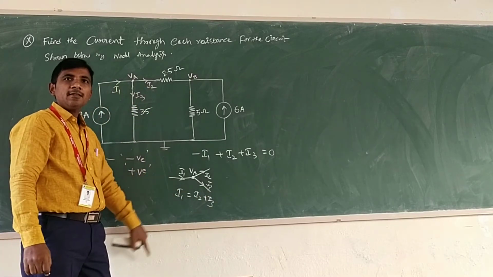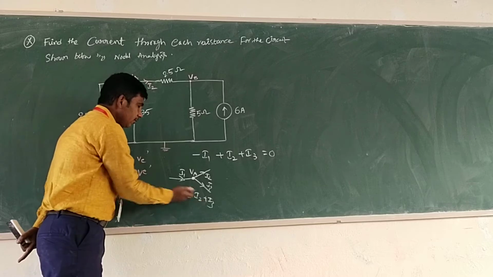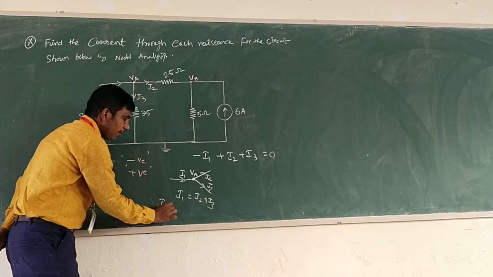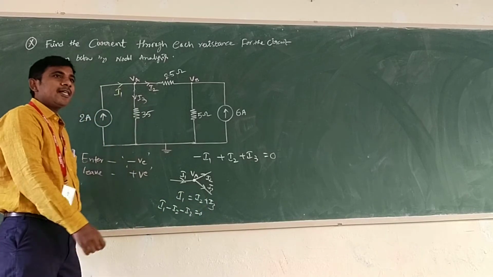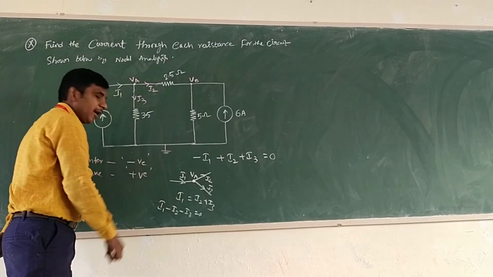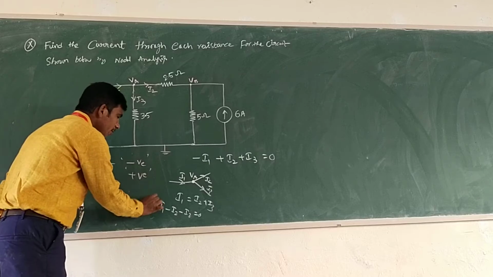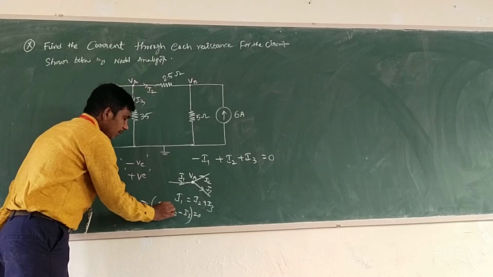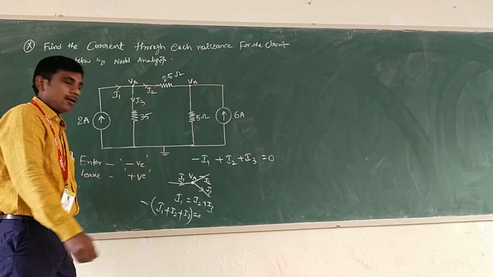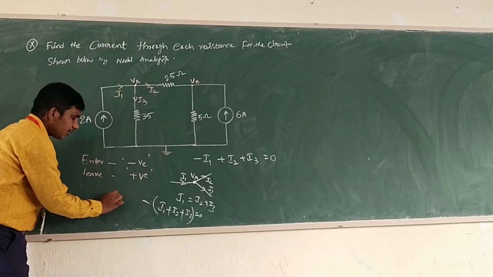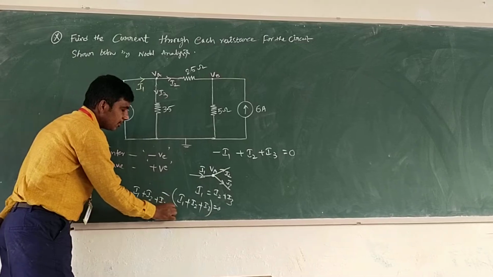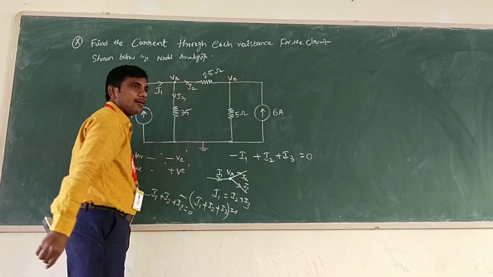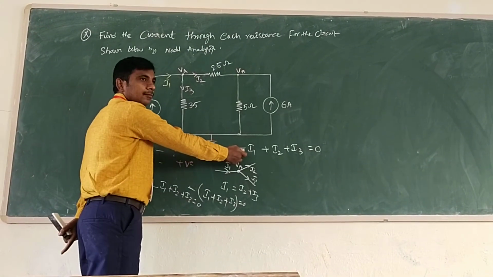I1 equal to I2 plus I3, you can write. Now if you send this to this side, I1 minus I2 minus I3 is equal to 0. And if you take minus common, you can write that as minus I1 plus I2 plus I3 equal to 0. If you send minus to this side, you get the same equation.